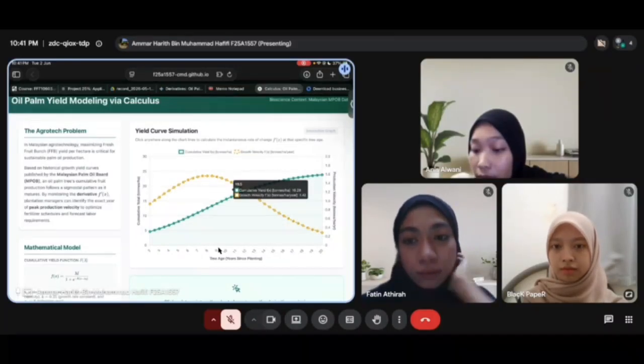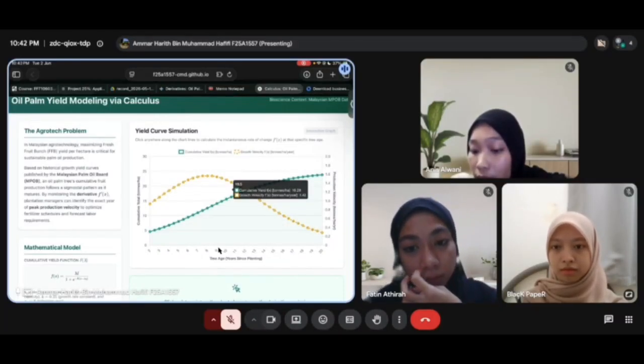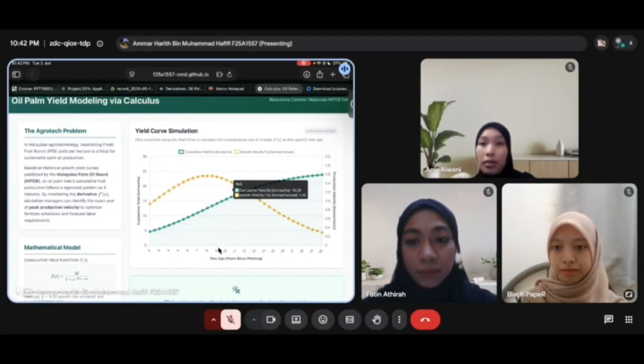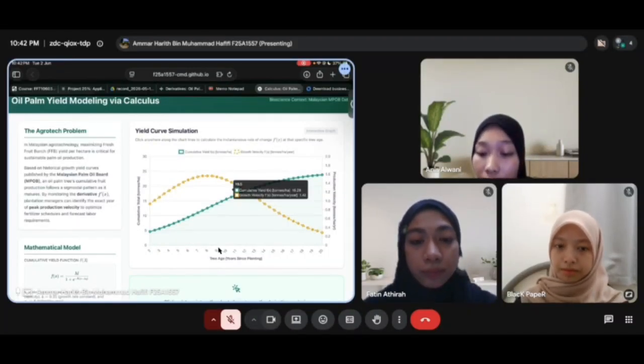I will present my project entitled Oil Palm Yield Modeling via Calculus. The purpose of this project is to apply calculus concepts in agrotechnology by analyzing oil palm yield growth patterns. We use mathematical modeling and data to understand how production changes over time.